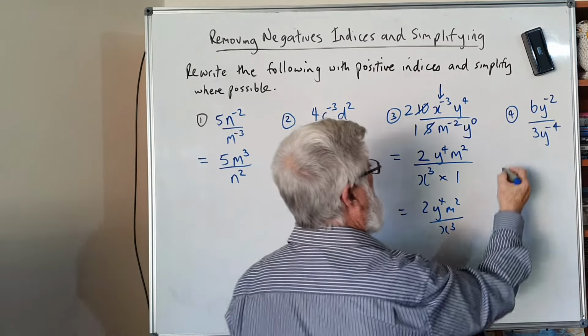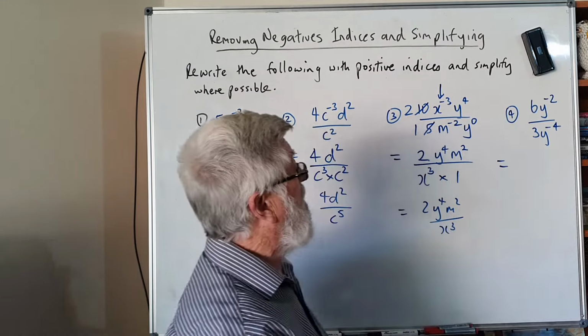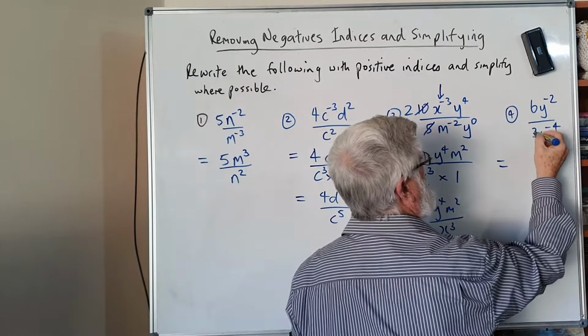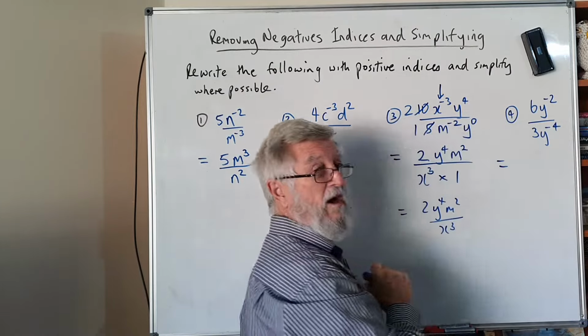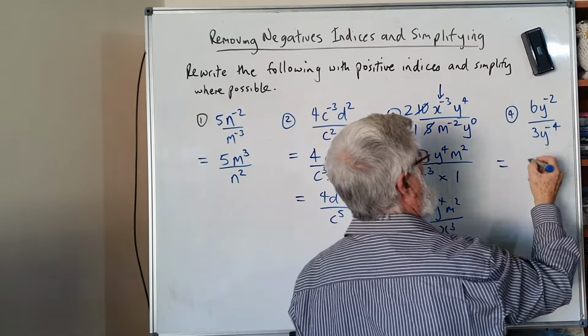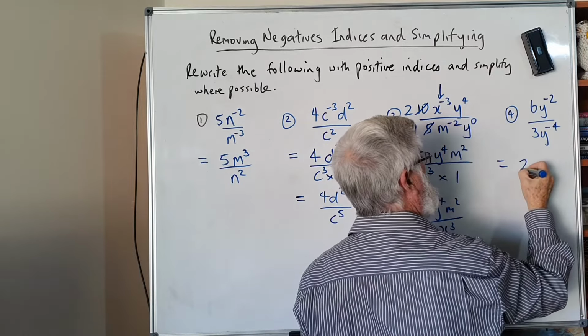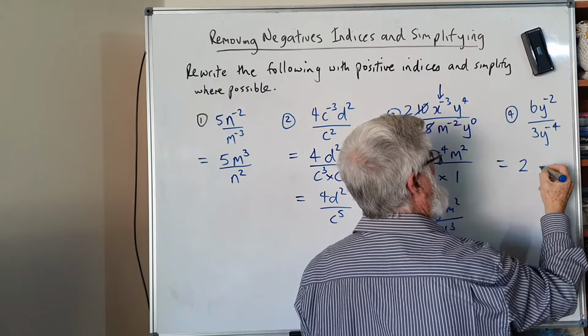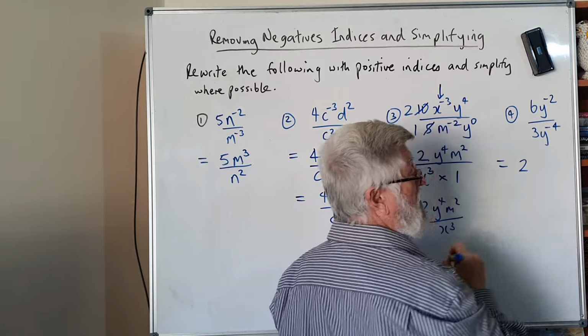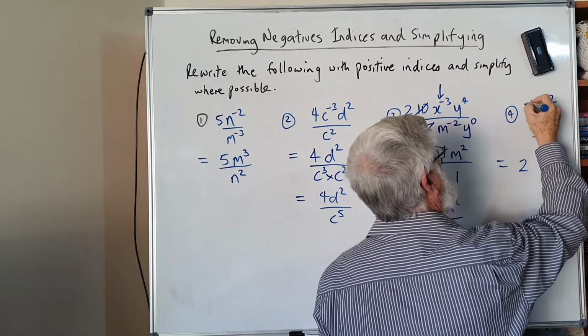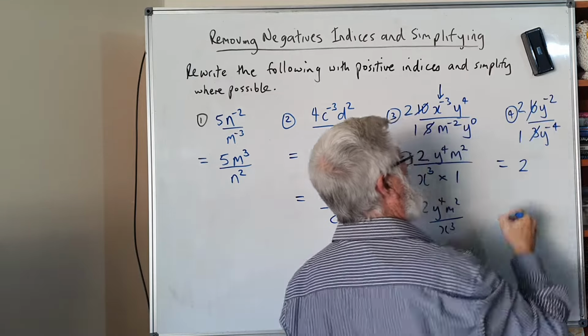Last one here, again cancelling some fractions. So I've got this, I can go 3 into 6 goes twice. I can go 3 into 6 and 3 into 3. So if I go 3 into 6 and I write that twice, I don't have to write 3 into 3 goes once, but I could have done it here. 3 into 6 goes twice, and 3 into 3 goes once.